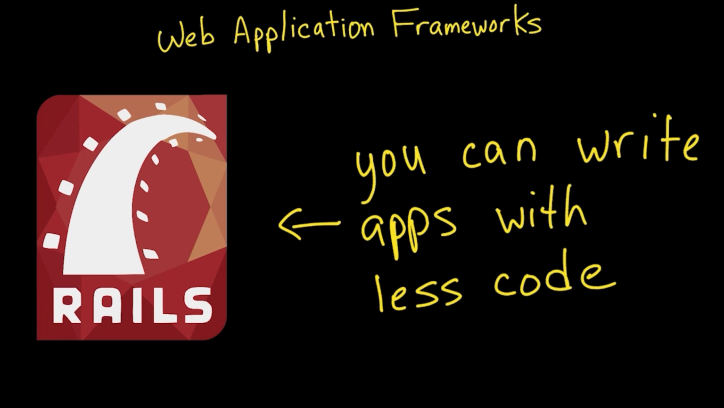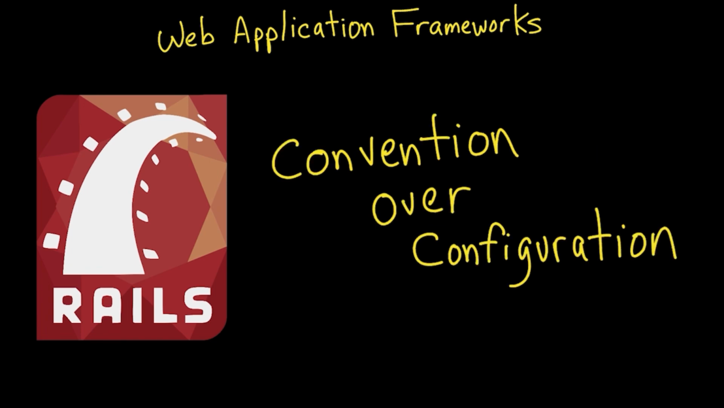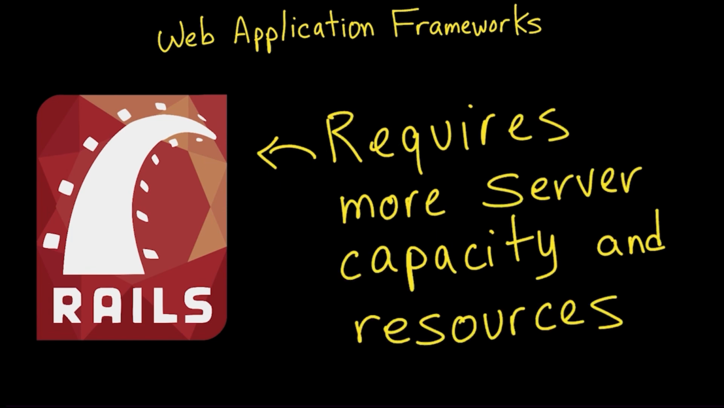Now, Ruby on Rails has the concept of convention over configuration, and this concept gives us the benefit to write much less code to perform the same operations and outcomes of other frameworks. One of the disadvantages is that Ruby requires more server capability and resources than Python or PHP.